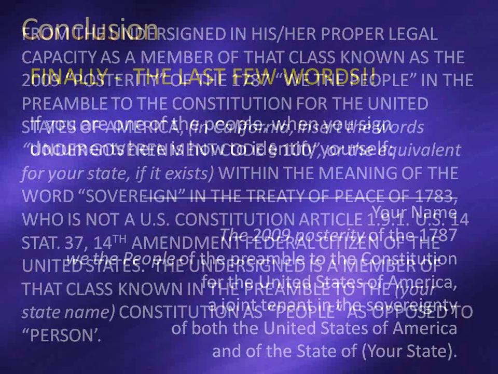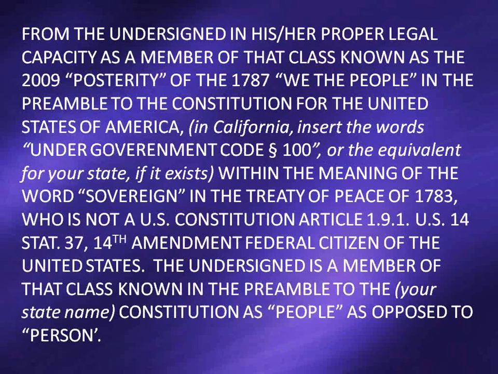From the undersigned in his or her proper legal capacity as a member of that class known as the 2009 posterity of the 1787 We the People and the Preamble to the Constitution for the United States of America. And the next part in parentheses here is, I've given an example in California. You would insert the words under Government Code Section 100. In other states, you'll have to find what the corresponding code might be.